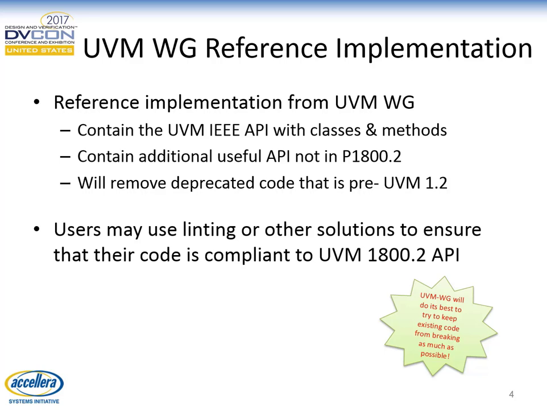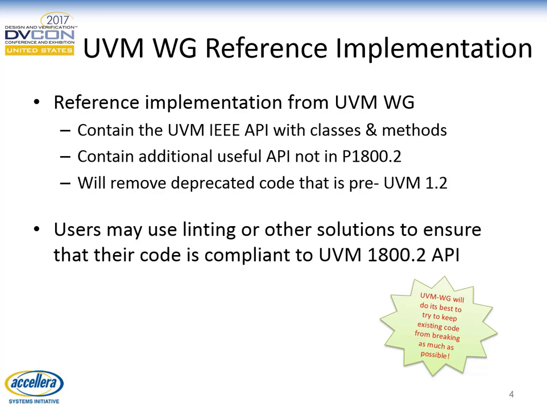I think many of you are familiar with the UVM no deprecated switch, which used to allow you to turn on code that was deprecated in 1.2. The new reference implementation that is coming out is going to remove all the code that was deprecated by 1.2. So 1.2 to IEEE would be one level of deprecation, the subsequent level is removed. This is something you have to remember.